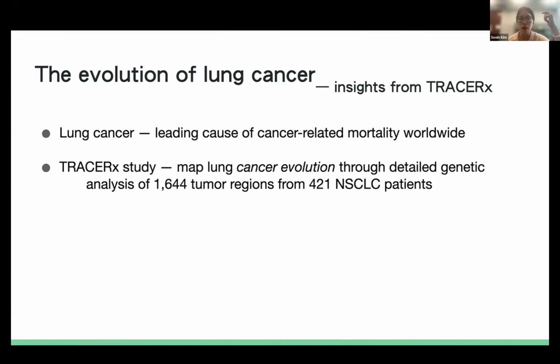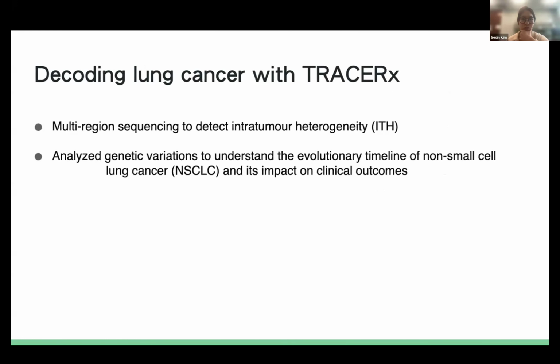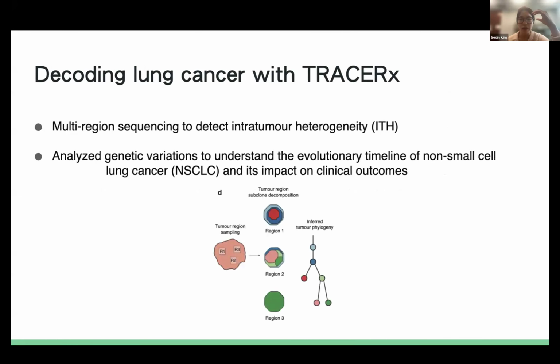And it used multi-region sequencing. So it incorporated 1644 tumor regions to analyze, to map the phylogeny of lung cancer evolution. As I said, unlike the previous studies, it used a larger cohort, which means it had greater statistical power. And by analyzing multiple regions, you could infer the phylogeny, like the one shown in the picture.